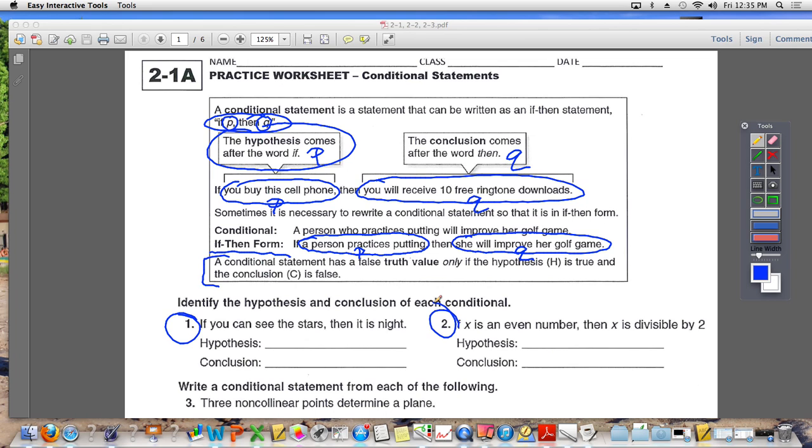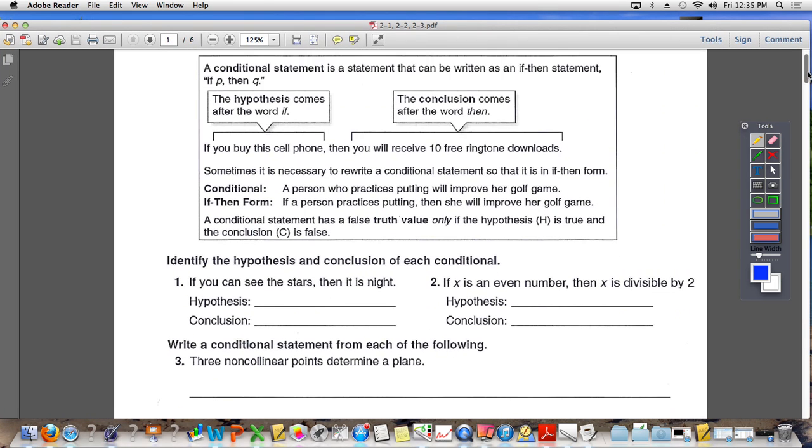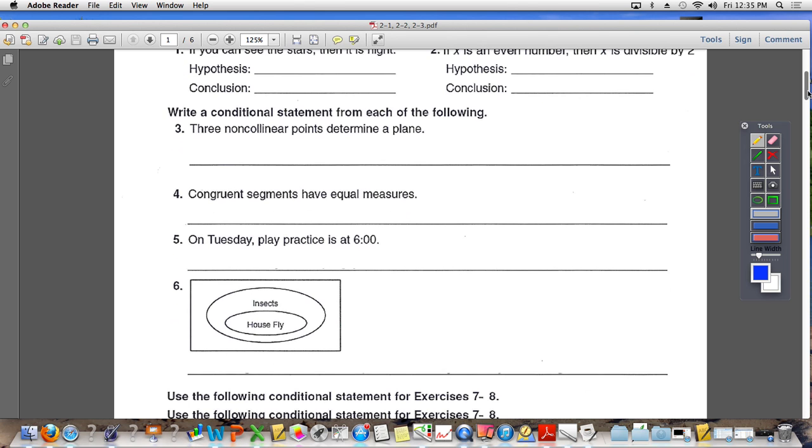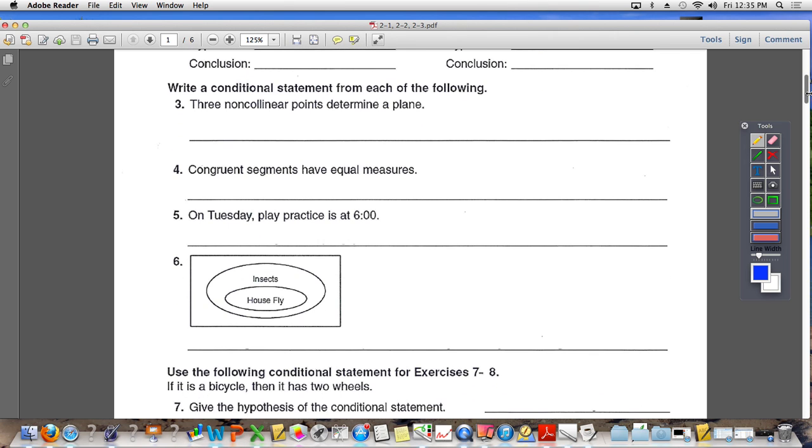All right. Write a conditional statement from each of the following. Your job now is to look at the statements that are given there and change them so that they are in if-then form. Looking at number 3, 3 non-collinear points determine a plane. How can we change that? It's not in if-then form, but it is a conditional statement. So how do we change things around so that they are in if-then form? Help me out here, guys. All right, go for it, Danny. If there's 3 non-collinear points, then it is a plane. Okay, that would work. I think we could probably do a little bit better job of wording it.